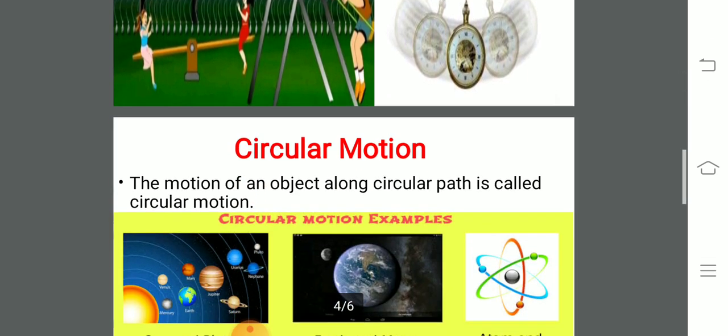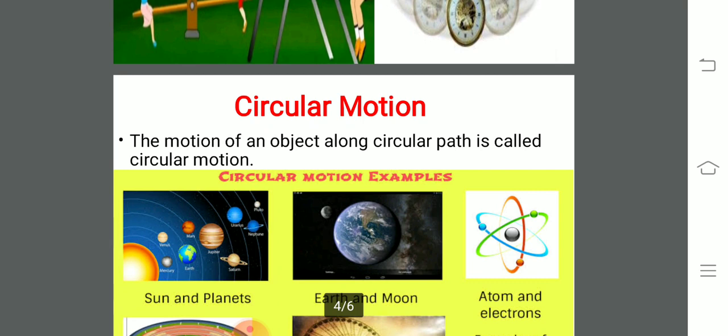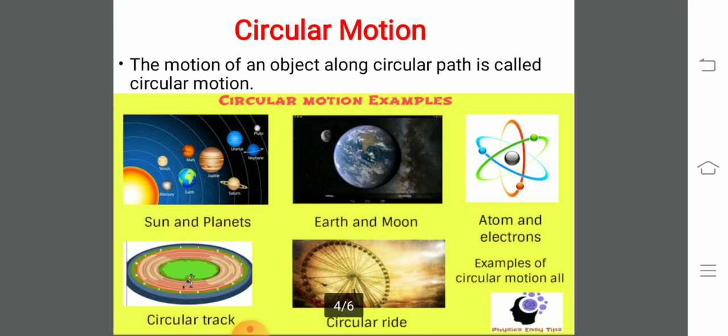Now the next one is what? Circular motion. What is circular motion? The motion of an object along a circular path is called circular motion. Along a circular path means what? There is a movement of an object along the circumference of a circle, or rotation along a circular path. Now it can be uniform or it can be non-uniform.